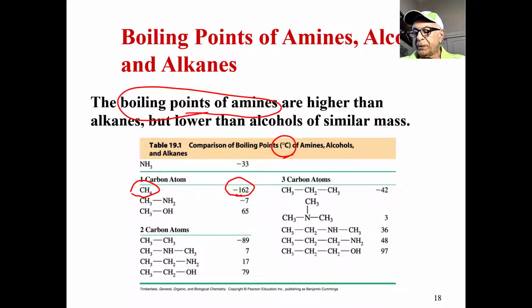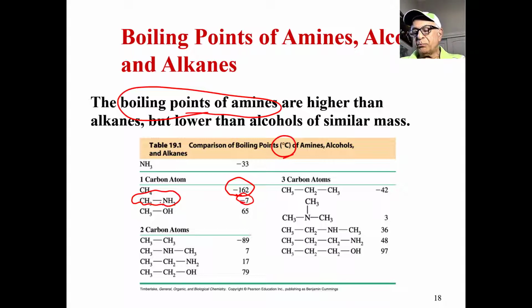Now, I'm comparing methylamine with methane. Look at the boiling point. The boiling point is minus 7, much higher than the boiling point of methane. Why? Because it has two hydrogens sitting on nitrogen. They can make hydrogen bonding together. As a result, you need higher energy to break molecules apart from each other. That means higher temperature, higher boiling point.